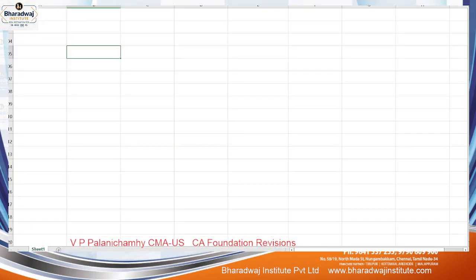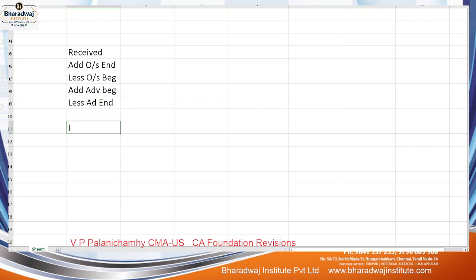So far we were converting receipts basis to accrual basis. We will take income received, add what will you do? Outstanding at the end of the year less outstanding at the beginning of the year. Then add advance at the beginning of the year less advance at the end of the year. We will record in which account? Amount to be recorded in which account? Income and expenditure account, we used to do. Normally income received is given. We used to work out what is the income to be recorded in the income and expenditure account.